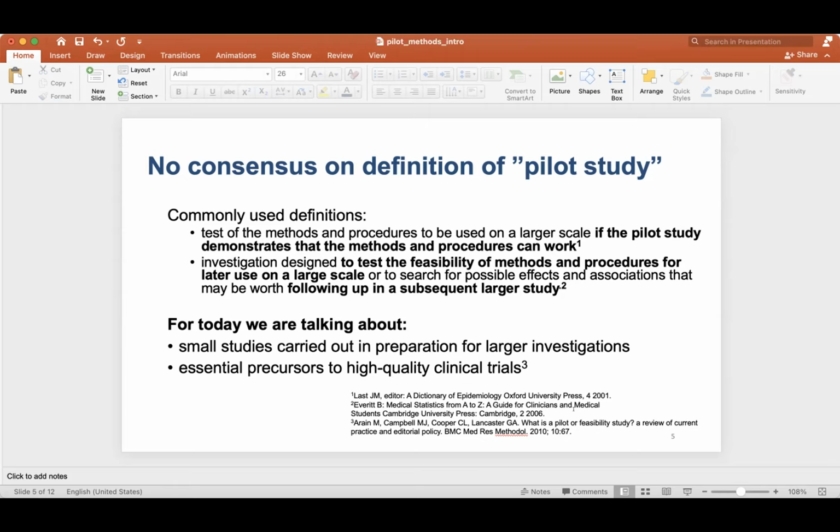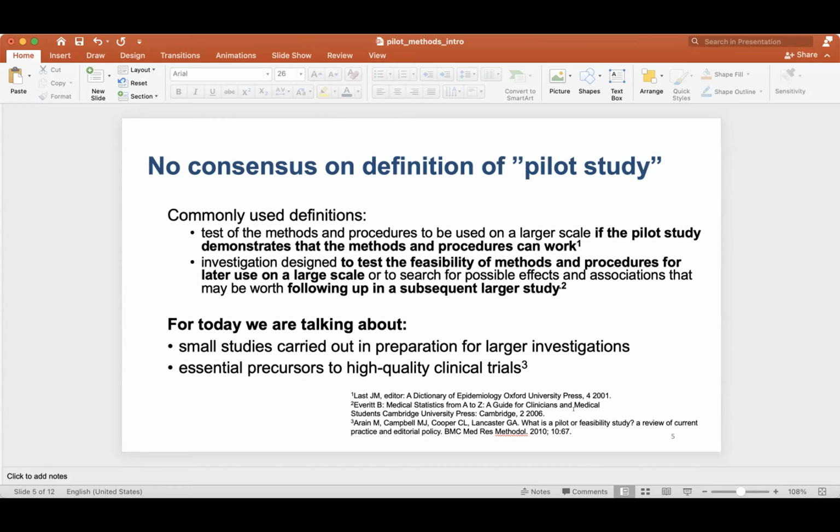So this one kind of walks the line about feasibility and estimating an effect size. So for the purposes of today, we're talking about a small pilot study, meaning any small study that's carried out in preparation for a larger investigation that is an essential precursor to a high quality clinical trial.